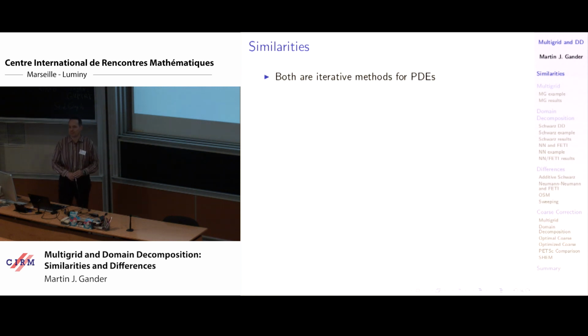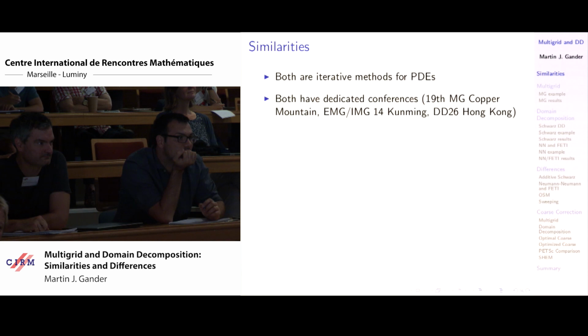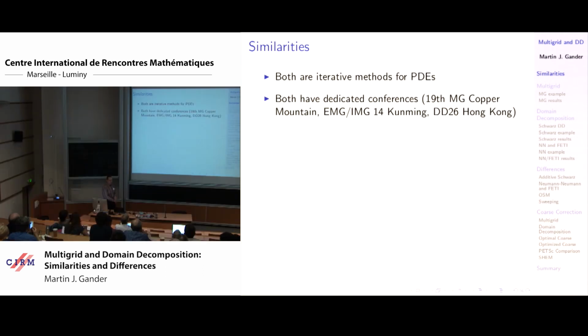This you all know. The next similarity is both have dedicated conference series to the topic. So there is a multigrid conference. It was the 19th Copper Mountain Conference that I went to this year. There is also the European Multigrid Conference. It's now called the International Multigrid Conference, and this year it was in China, in Kunming. There is the 26th Domain Decomposition Conference going to be in Hong Kong. So you see there is a lot of things happening in China. So that's another point in common.